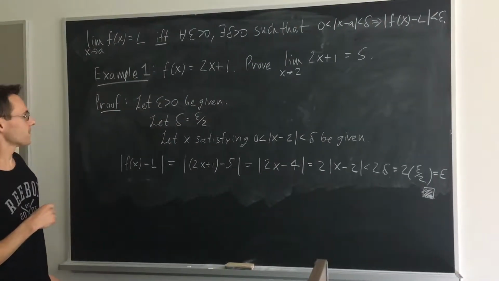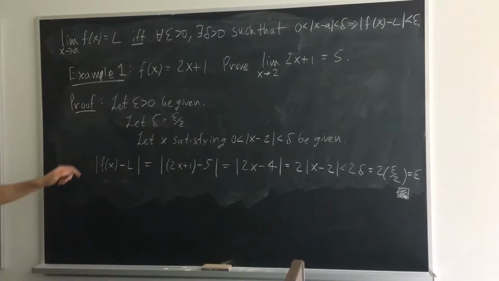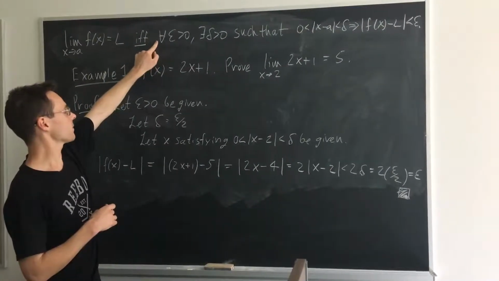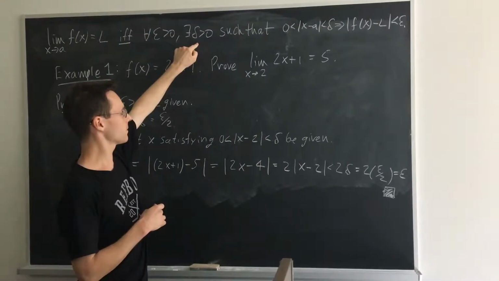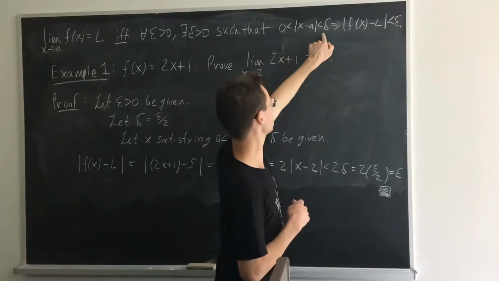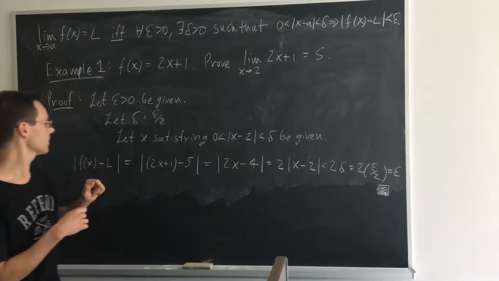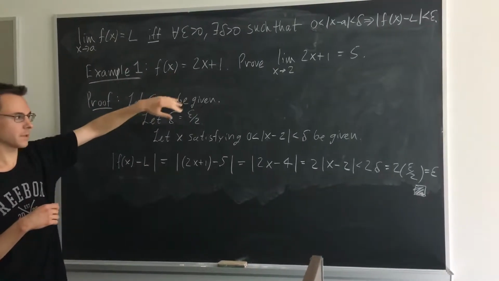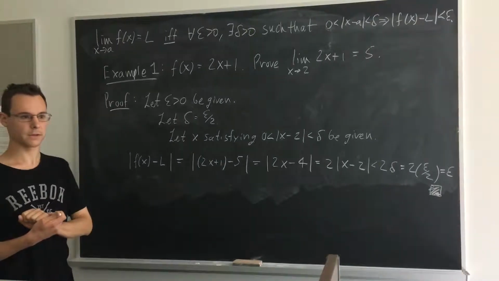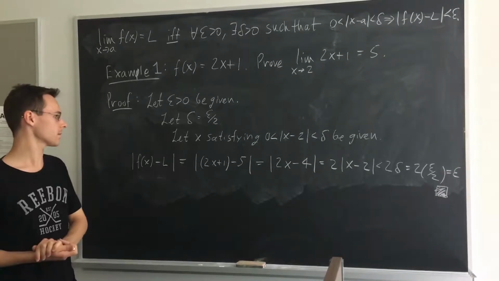So let's go through this again. Why is this a proof? Okay? Look at the definition one more time. For all epsilon greater than 0, there exists a delta greater than 0 such that this inequality implies this inequality. Okay? Let epsilon greater than 0 be given. Epsilon can be any value greater than 0. If you want, you can substitute a value. Say 0.1 is our epsilon.